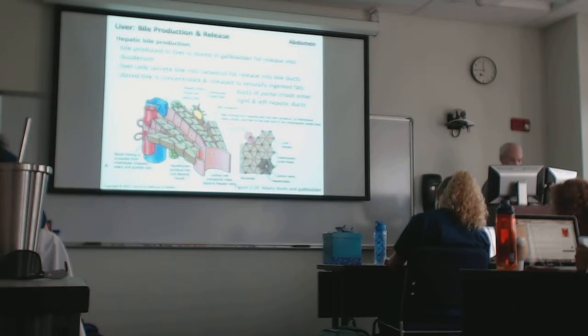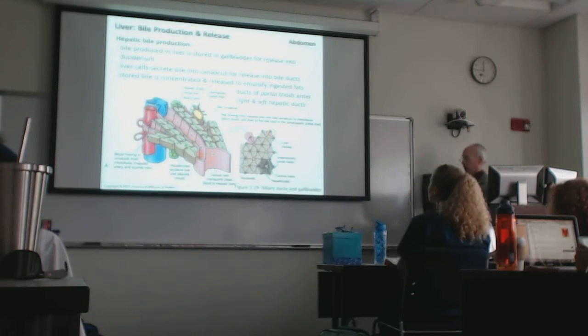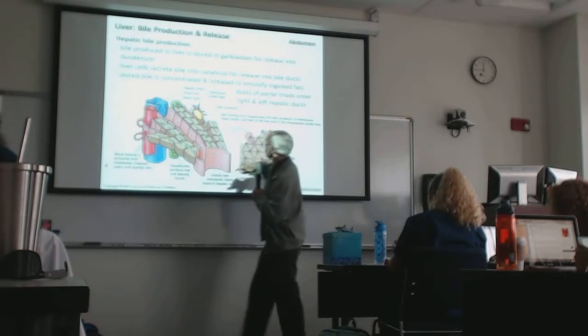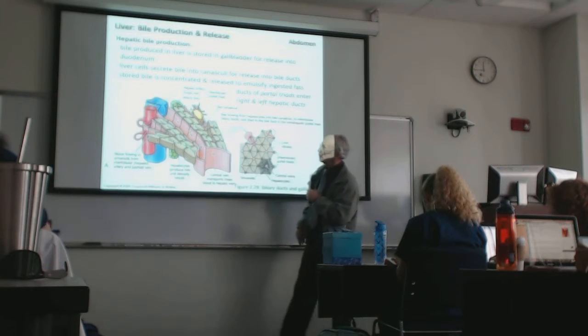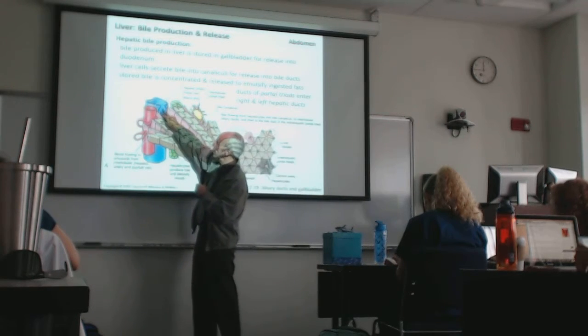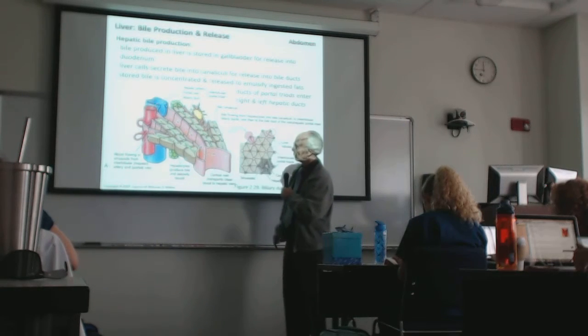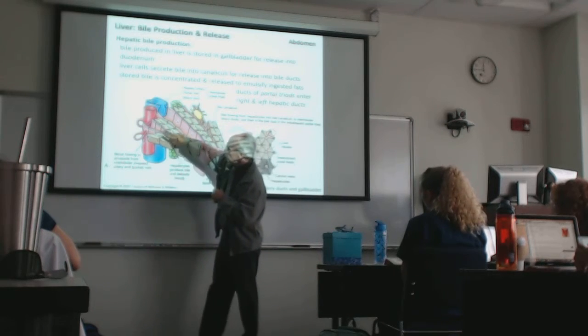And at the apex of each one of those, again, this illustration isn't so great, at each one of those little vertices of the hexagon is a small portal triad. All right, so we're going to have one of these located here, here, here, and so on. And of course, what they're bringing is the portal blood from the GI tract, laden with nutrients and potential problems that the liver must address, potential pathogens or toxins or whatever, that the liver is going to remove.